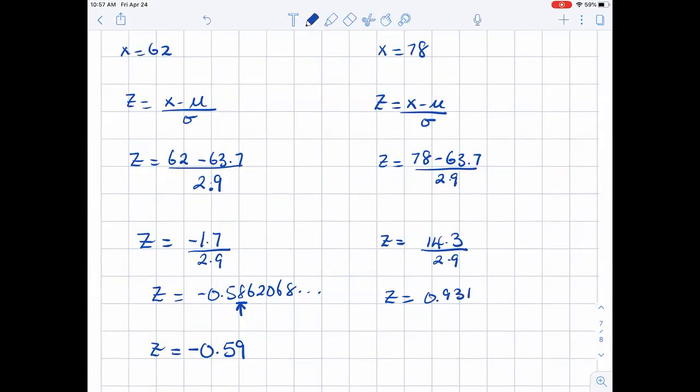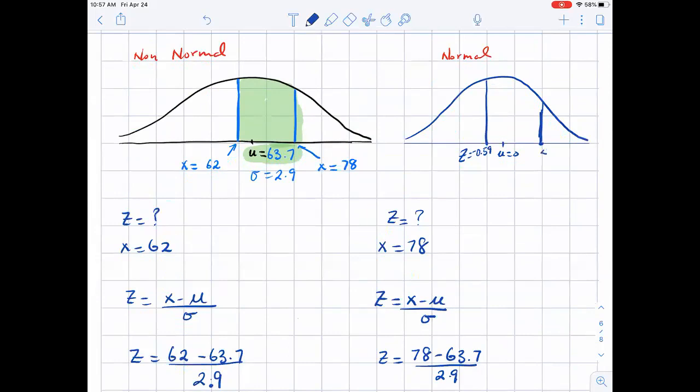It's 14.3 divided by 2.9, and the answer is 4.9310 on and on. So we have to round it to 2 decimal places, which becomes 4.93. So this value here is Z equals 4.93, and we want to find this area here.